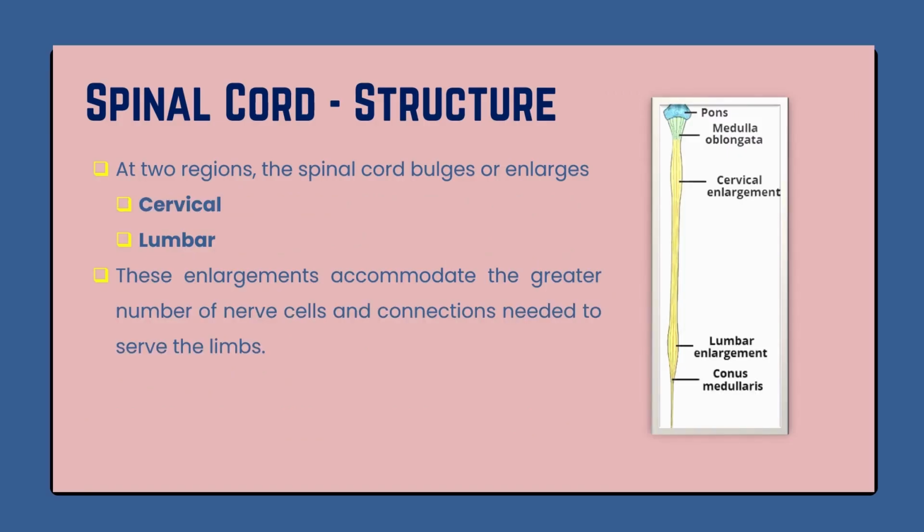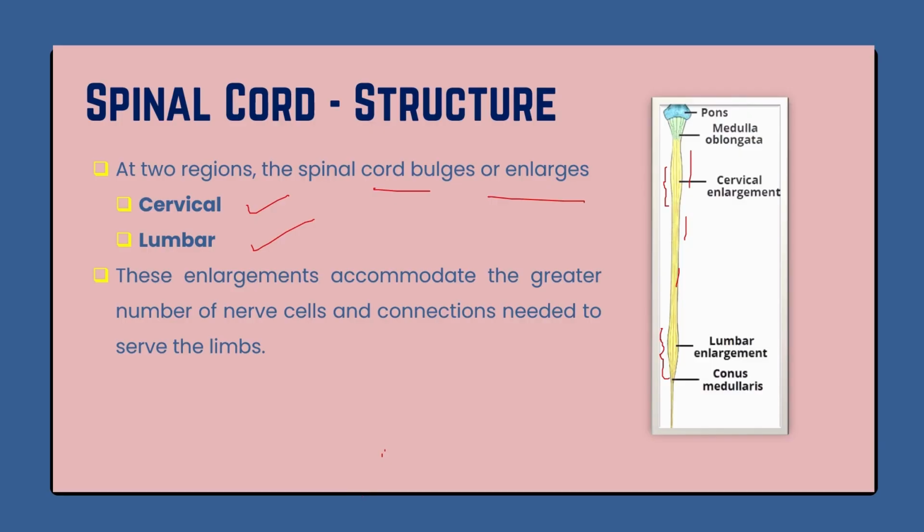All right, let's move forward with the structure. So, yeah, at two parts, two regions of the spinal cord, bulges or enlargements are found. All right. See, I have a crude image of the spinal cord here. What we are saying is that at two regions, the spinal cord bulges or enlarges. You can see here the slight bulge. One, two. Which are those two regions? Cervical and lumbar region. One right at the top and second one right at the bottom.